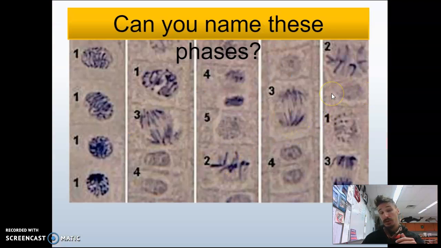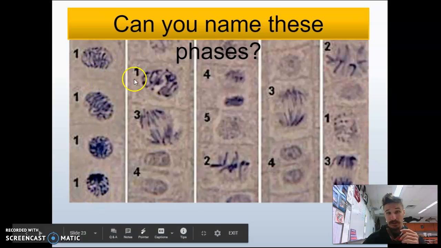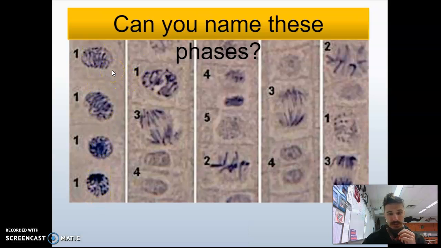Okay, so we'll take some time here and we'll look at numbers 1, 2, 3, 4, and 5. And we're going to label these. Your options are either going to be interphase, prophase, metaphase, anaphase, or telophase. So let's look at number 1. Number 1 is right here. All of these are number 1s. What do you think number 1 is? And these are slides from under a real microscope. These are similar to what we're going to see this week.